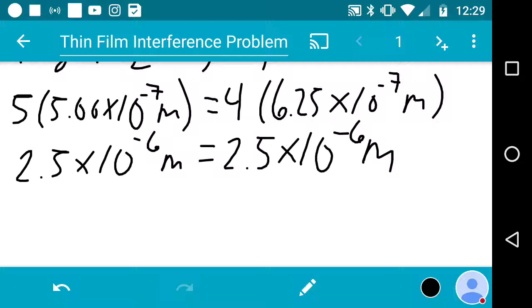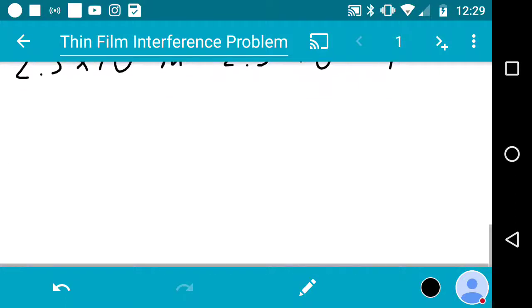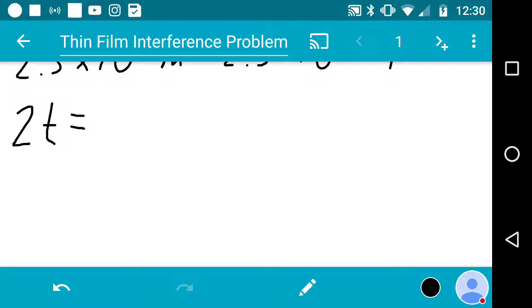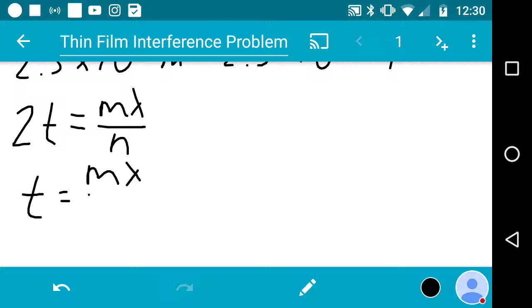So the last thing we need to do is to find our thickness. So we're going to go back to our equation for constructive interference for two phase changes, which is 2t is equal to m lambda over n. We want to solve for thickness, so we're going to divide both sides by 2. We'll have t is equal to m lambda over 2n. You can pick either m1 and lambda 1 or m2 and lambda 2. You'll get the same answer either way. I'm going to pick m1 and lambda 1, but you could also do the same thing with m2 and lambda 2.